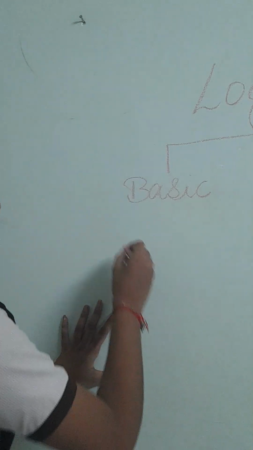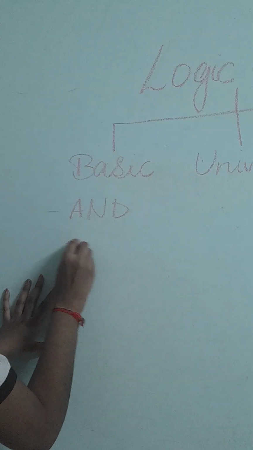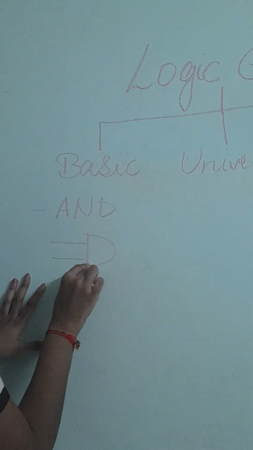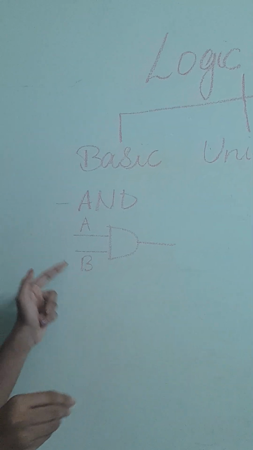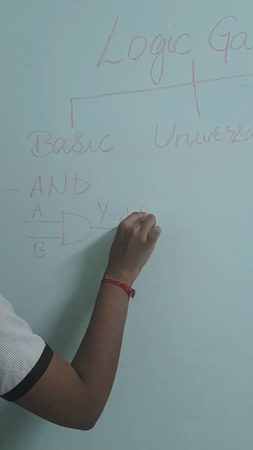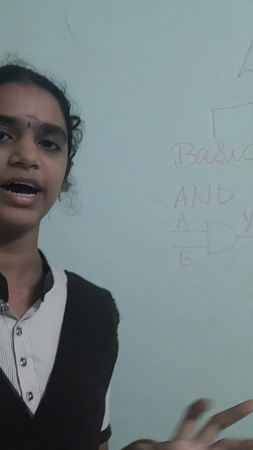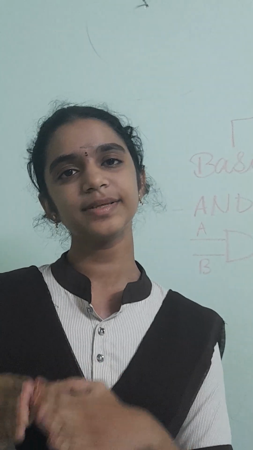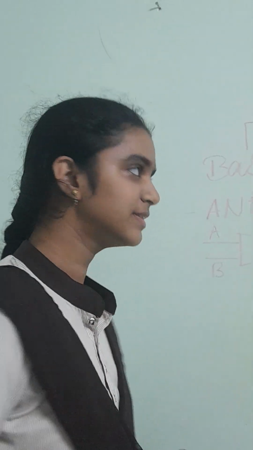In basic logic gates we have the following types, like the AND gate, and the Boolean symbol for the AND gate is like this. Let's take A and B as inputs, and the output Y will be A into B, and this is called the Boolean equation. So the logic for the AND gate is: if both the inputs are 1, the output will be 1, and in all the other cases the output will be 0.